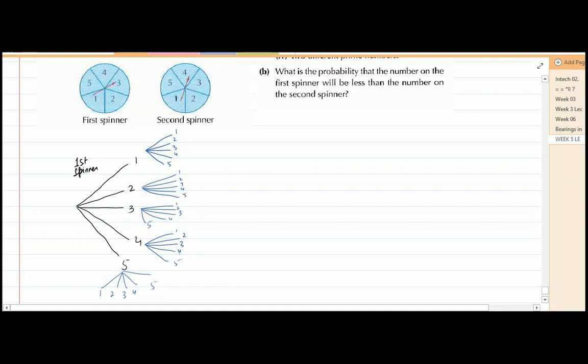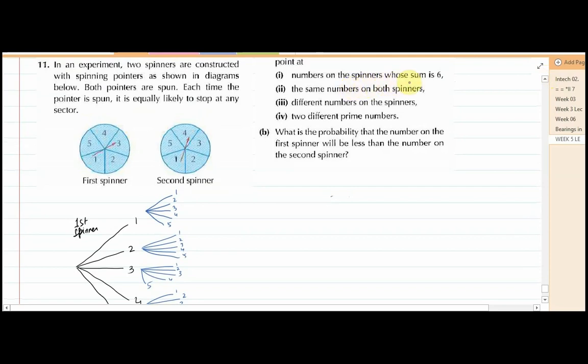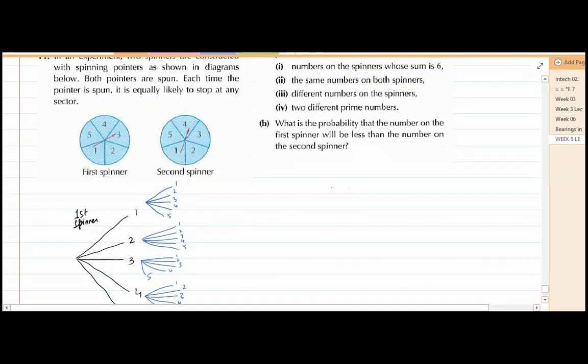Or you can say that if you think that it is difficult, then you can write your sample space like 1,1; 1,2; 1,3; 1,4; 1,5; 2,1; 2,3. So it will be a grid of 5 by 5. I prefer that this tree diagram is quite easy for me. But for you, you can write all the numbers 1,1; 1,2; 1,3 and till 5,5. Now in part 1 it says numbers on the spinner whose sum is 6. Now I am going to highlight those numbers whose sum is 6.